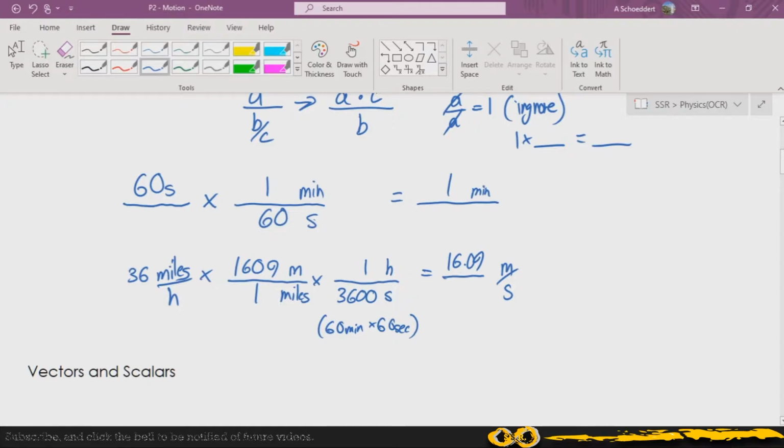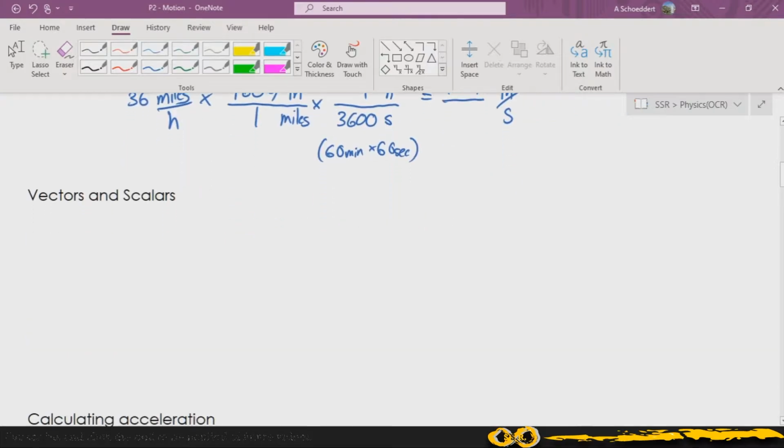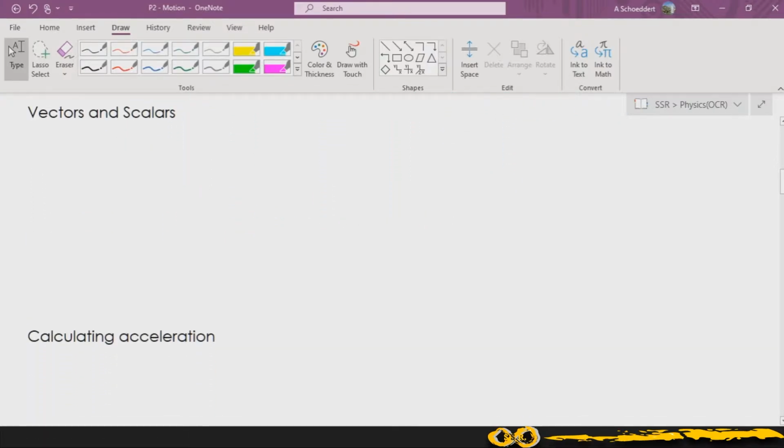Our next topic to discuss is the difference between a vector quantity and a scalar quantity. A vector quantity has a magnitude, that is to say a number, and a direction, whereas a scalar quantity just has a magnitude, just a number.